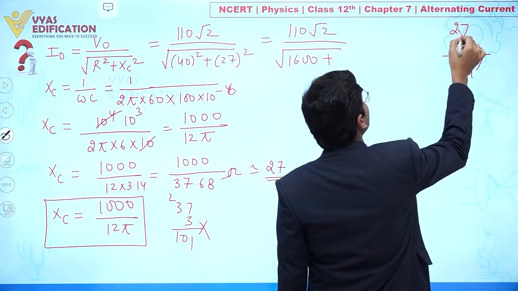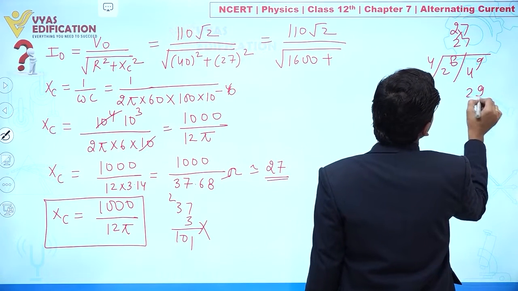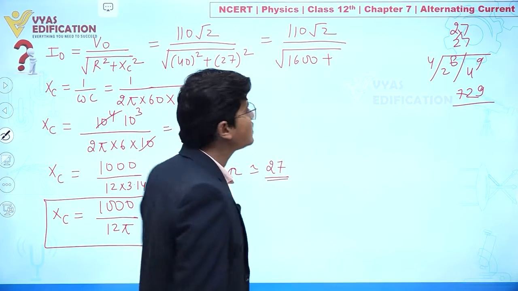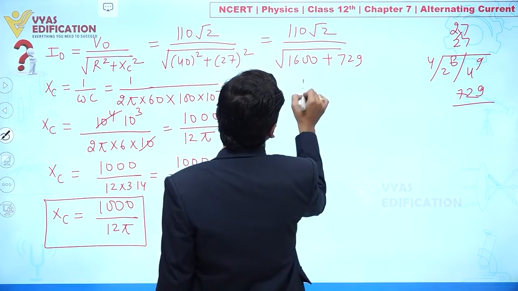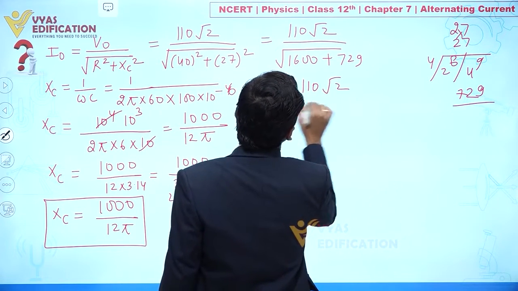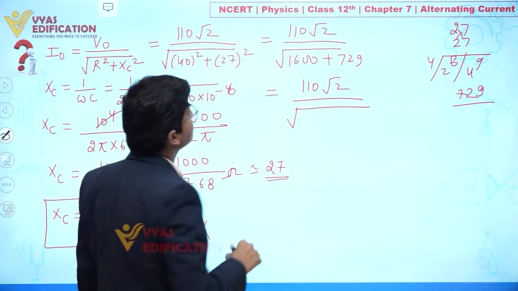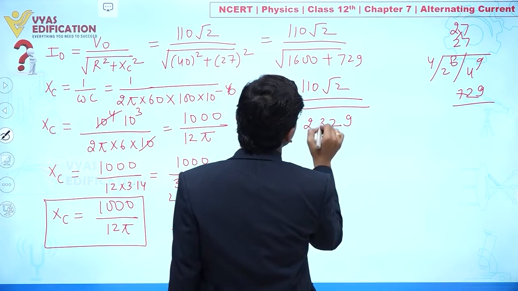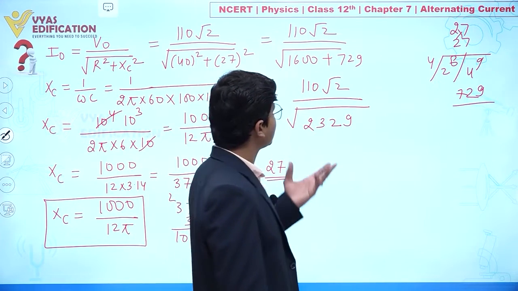Here we have 14, this is 28 and divide by 4. So 9 we can say 2 and we have 1, 729. So I can say this value we have is 729. And this is given by 110 under root 2 divided by under root of 729. It is divided by 9, 2, I can say this is 3 and this is 2329. Clear? 2329. Clear to everyone?